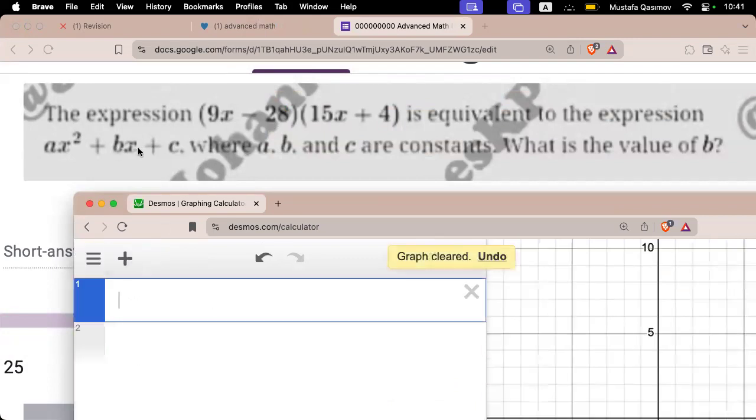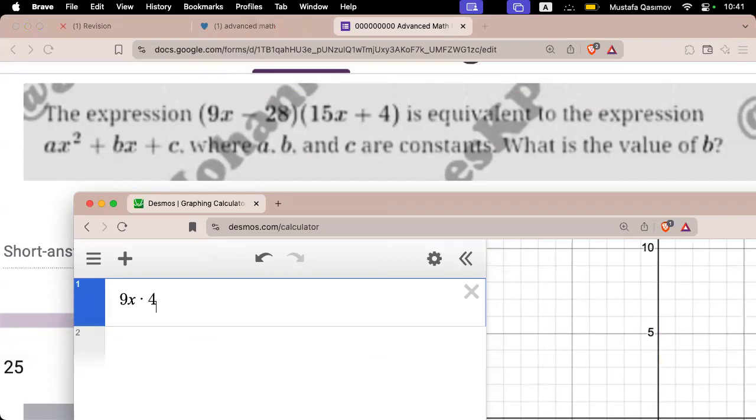Okay, how we can get bx from here? 9x multiplied by 15x will be x squared, so it is not 15x. 9x multiplied by 4 plus negative 28 multiplied by 15x. Then let's remove x and let's calculate it with decimals. It will be negative 384. So b is equal to negative 384, okay?